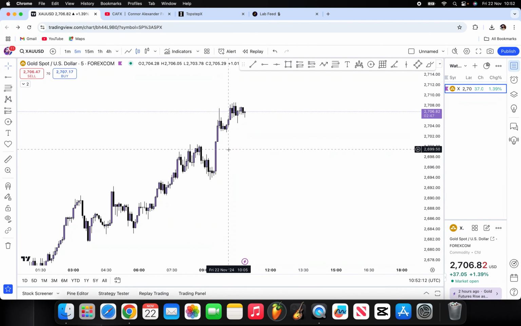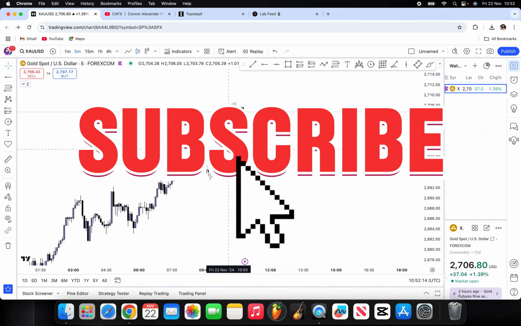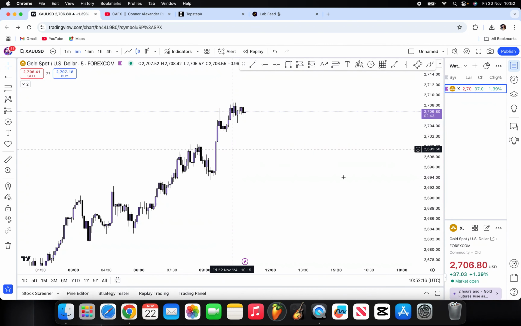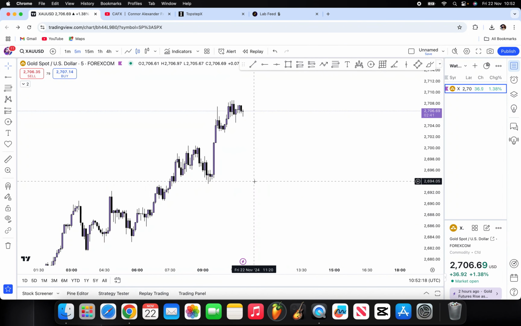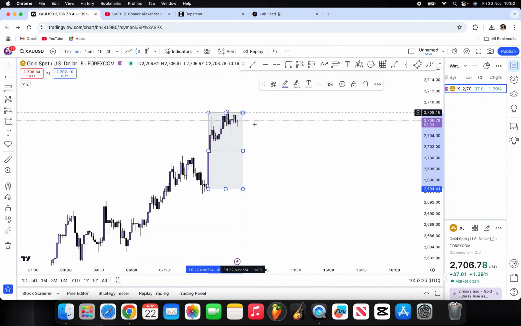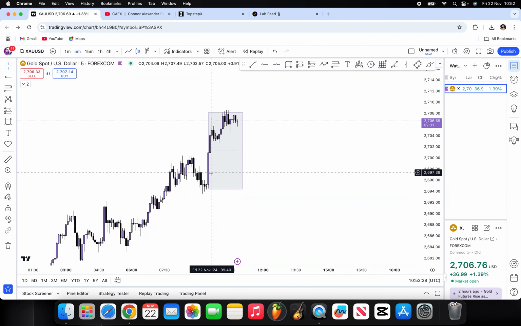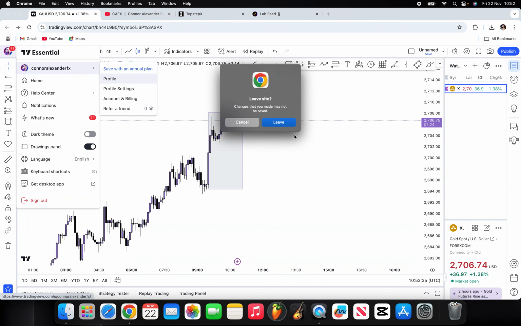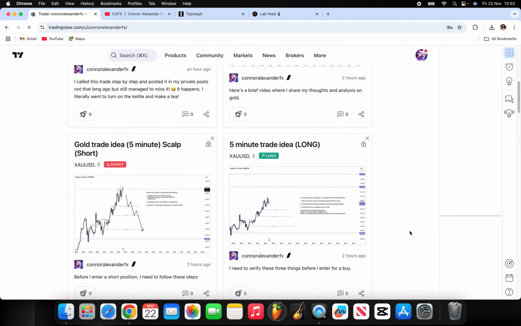So today's video is going to be about how I use liquidity to go in my favor. Today I missed a beautiful trade, and the funny thing about that is that I called it step by step. This whole move I called it step by step, and I posted it all on my TradingView and said exactly how it was going to play out. Let me just take a quick look and show you.